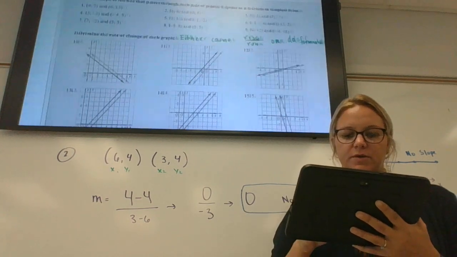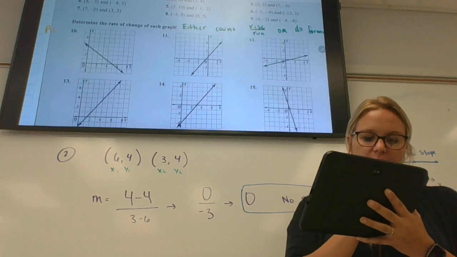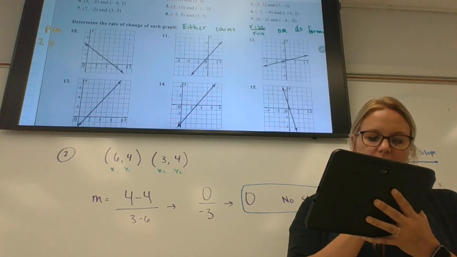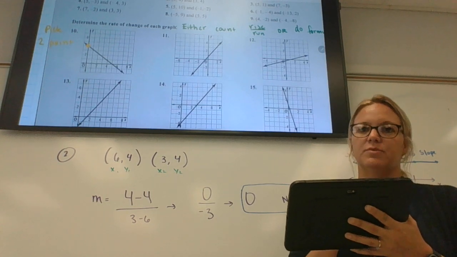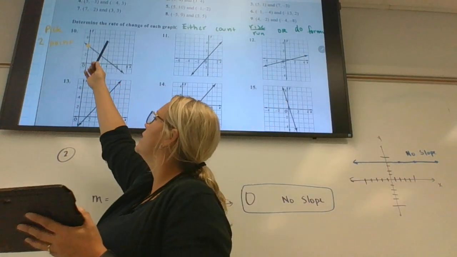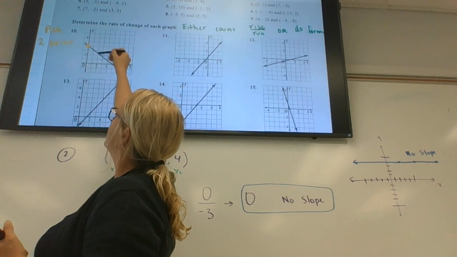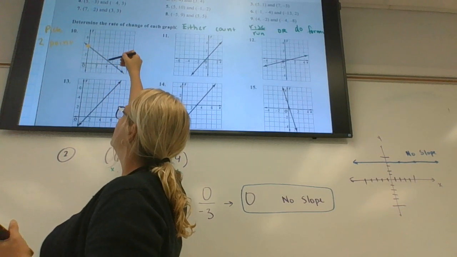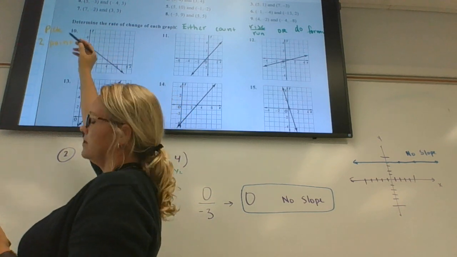So we have to pick 2 points on this graph. I'm going to pick right here. This point seems to go right through a grid line. Just be careful. This one doesn't go through a grid line, so don't pick that. Even this one doesn't look right on. This looks right on and this looks right on.